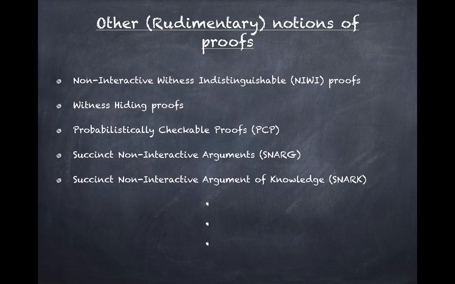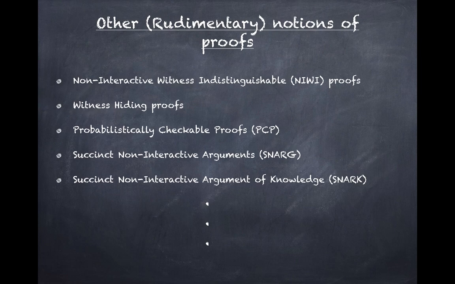After non-interactive zero-knowledge proofs were proposed, other relaxed versions of proof systems were also proposed. Starting with non-interactive witness indistinguishable proofs, which is a relaxation of NIZKs, which says that it is impossible to distinguish which of the witnesses was used to construct the proof. Then witness hiding proofs, which says that a proof should hide the witness, and this makes sense even if the statement has a unique witness. Followed by probabilistically checkable proofs and more efficient proof systems in the form of SNARKs, and so on.